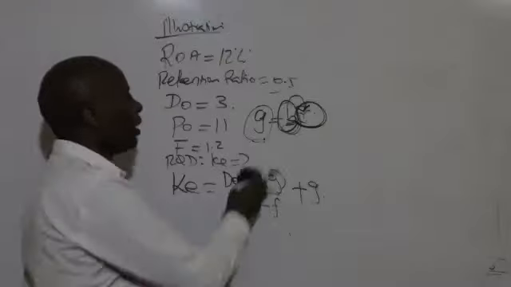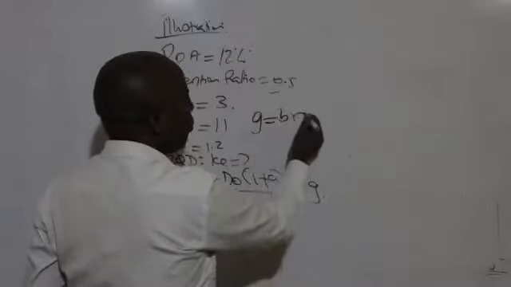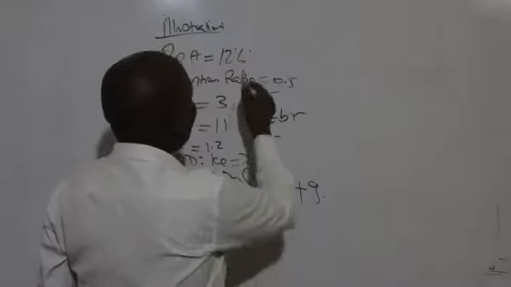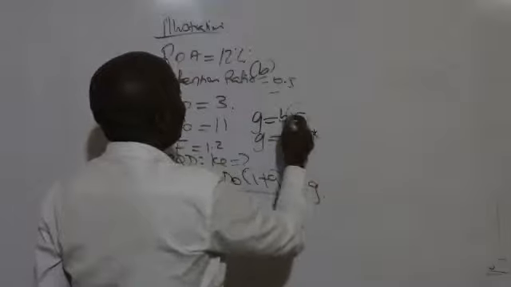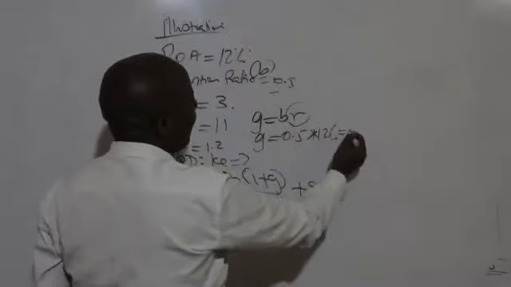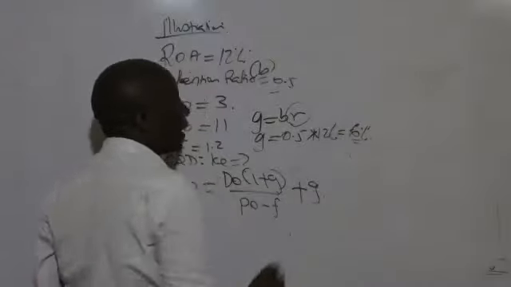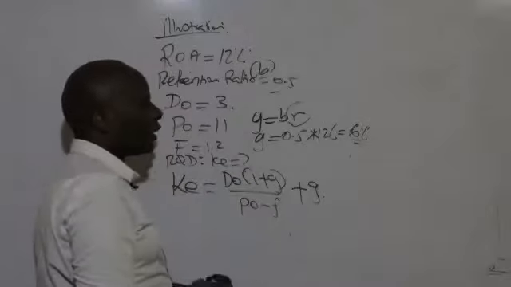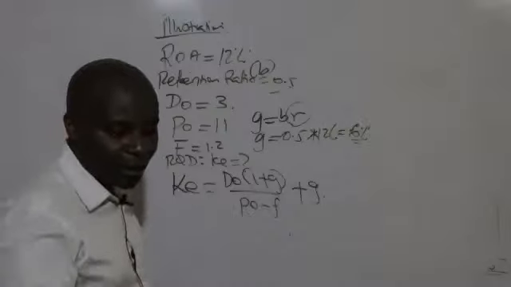So our g equals who? Equals BR. Our g equals BR. So our g will be equal to B. B is a retention, which is 0.5, and our R is this 12%. So basically our g will be 6%. This is the same as 0.06. Now, having gotten that, getting my P0 is a walk in the park. Check the question.